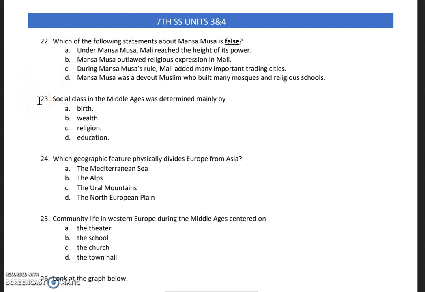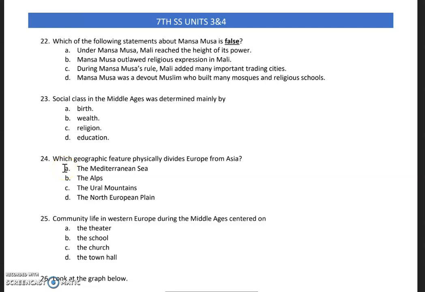Number 23. Social class in the Middle Ages was determined mainly by A. Birth, B. Wealth, C. Religion, D. Education. Number 24. Which geographic feature physically divides Europe from Asia?